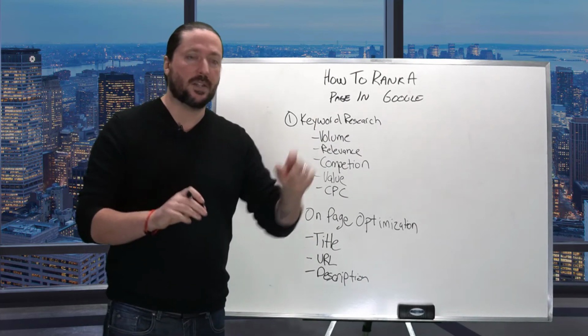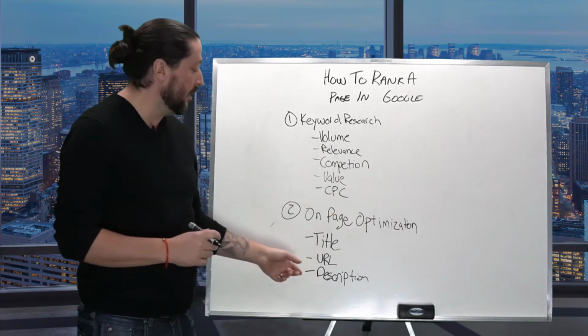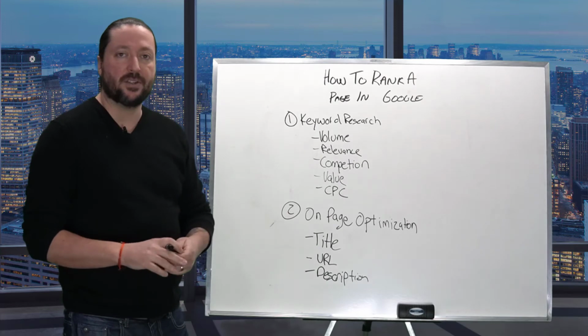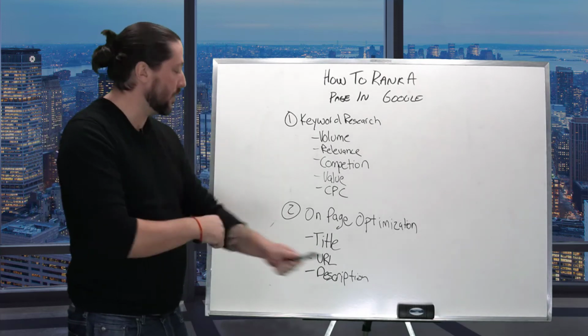There's literally a box that says title and you type in what you want the title to be. There's one for description, you type in what you want the description to be, and then it just magically goes into your code backend and shows up on Google.